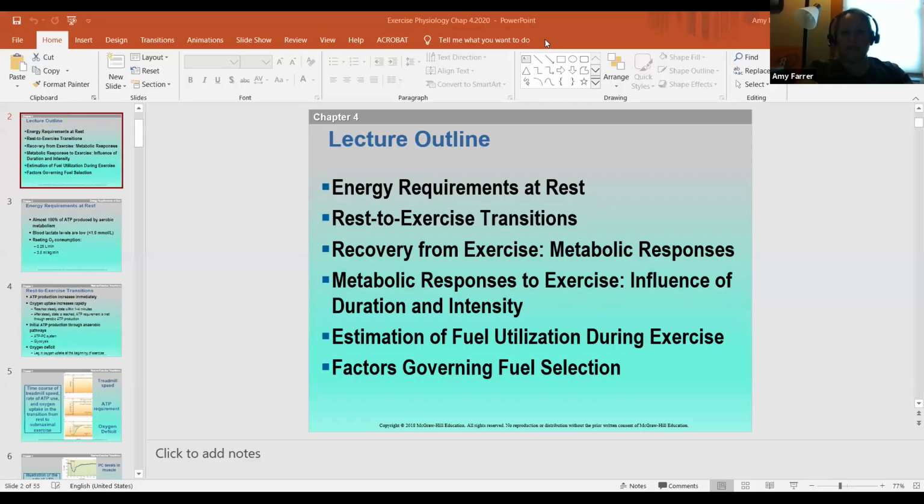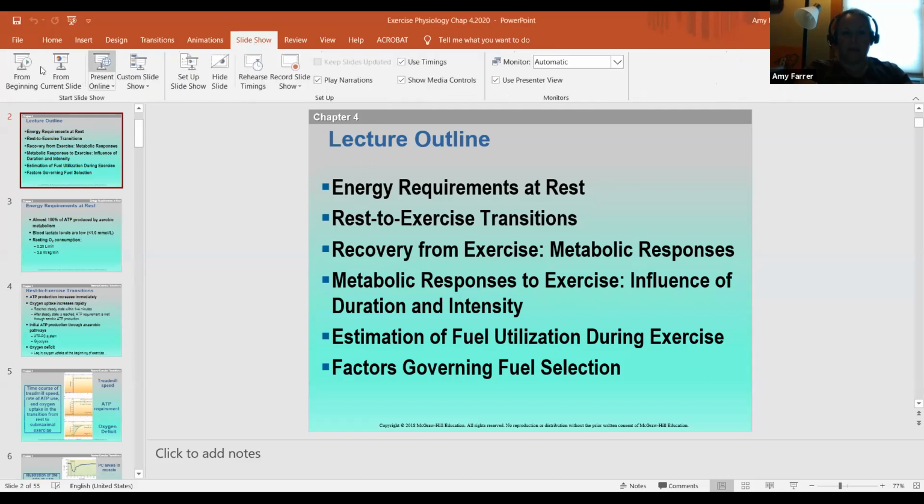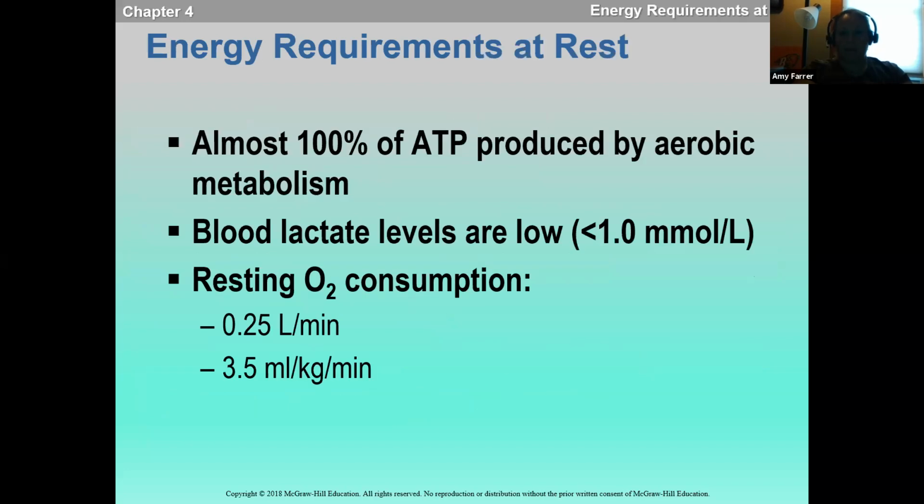All right, what we have to think about here is how do we produce the energy? How do we recover? What does exercise end up influencing? How do we measure how much work we've done, how much fuel we'll need? So that's what we want to break down here a little bit. So let's start this slideshow. Here we go.